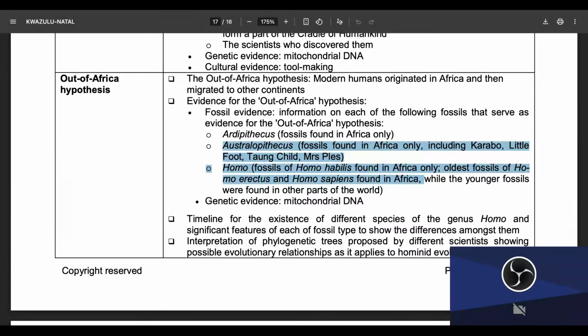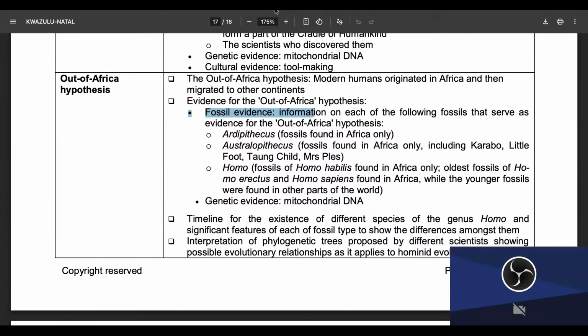That's what you want. The final thing that will get you a tick is while younger fossils are found in other parts of the world. So the Out of Africa hypothesis essentially states that humans originated in Africa, and the proof is our oldest fossils are here, and some of the fossils are only found here. And then we migrated out of Africa to other places in the world, and now we use this to support that our species began in Africa and moved outwards, and we use fossils for that, specifically fossil evidence.